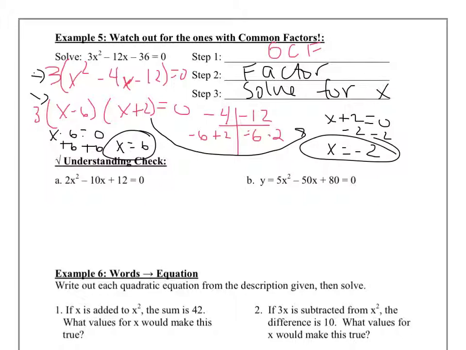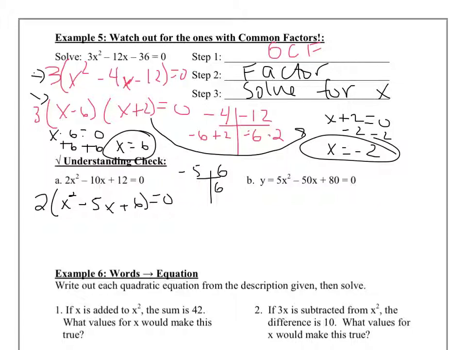Okay, so for A and B, the first thing that we should do is see if they have a greatest common factor, and they do. We can take out a 2 from each term. So then I'll just have x squared minus 5x plus 6 is equal to 0. Okay, now I need to factor the trinomial. Two numbers that multiply to 6 and add up to negative 5.